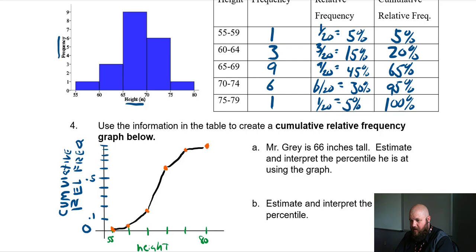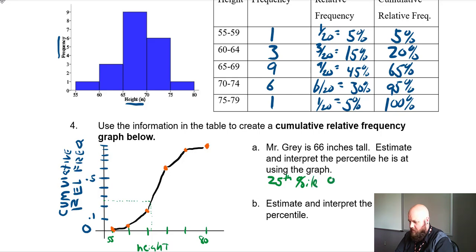Okay. Now, if we were to use this to answer these questions, let's see, Mr. Gray is 66 inches tall. Estimate and interpret the percentile he is at using the graph. So 66, so we got 60, 65, 66 is somewhere right in here. And so that's going to be coming over here pretty close to right around 25%, right? So it should be in the 25th percentile.